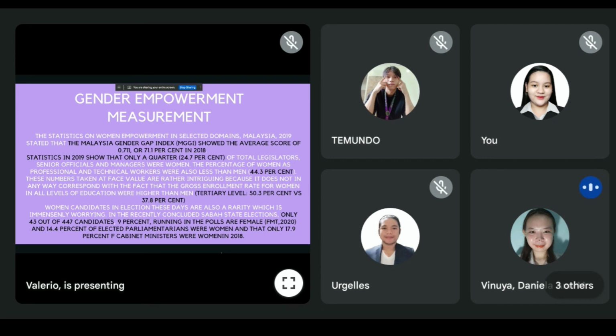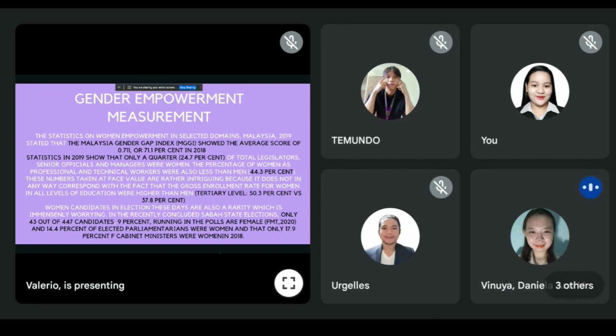Undeniably, females have to struggle with gender biases since school age, as they have limited opportunities to gain exposure in the science stream, resulting in the lack of tertiary female students enrolled in science, technology, engineering, and mathematics. Statistics in 2019 showed that a quarter, 24.7%, of total legislators, senior officials, and managers were women. The percentage of women as professionals and technical workers was also less than men, at 44.3%. In 2019, only 25% of legislative top officials and managers were women. According to statistics, the percentage of women was also lower than men, 44.3%.